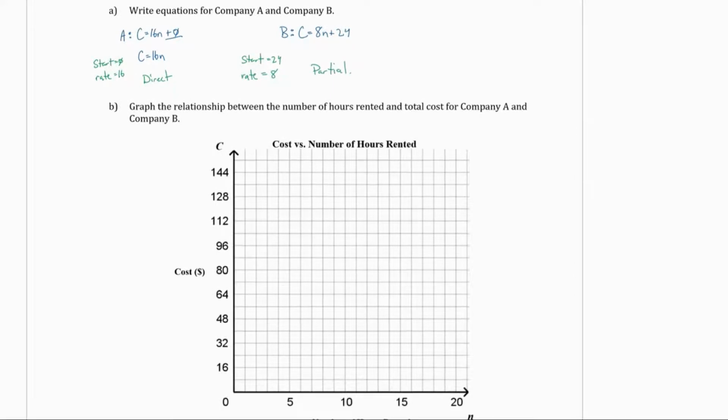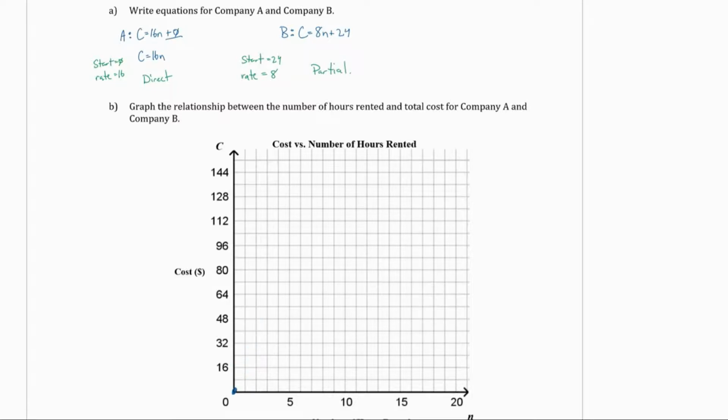We'll do A first. A is direct. That means it starts at 0. Now, I already know that it starts at 0 because of the equation and everything we've already talked about. But again, that's what's important about direct, is that it goes through 0 there. So if I'm thinking about variation and that's direct, then I know immediately that my first point is down there.